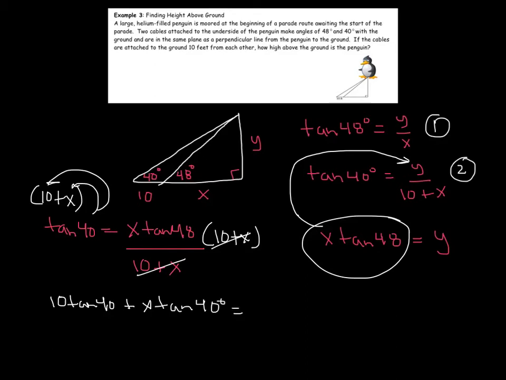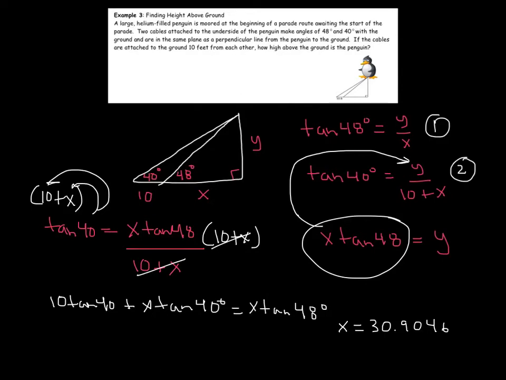All right. And on the other side, we have x tangent of 48. All right, so move some things around, and you can do this on your own time, but x ends up being 30.9046.